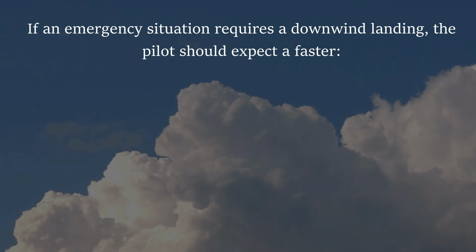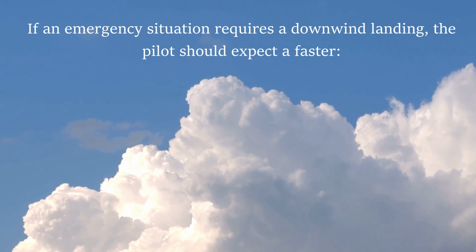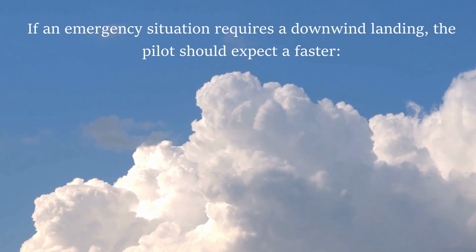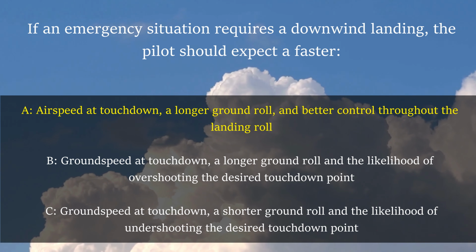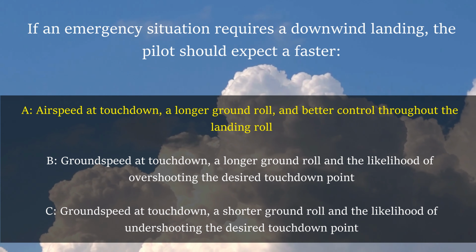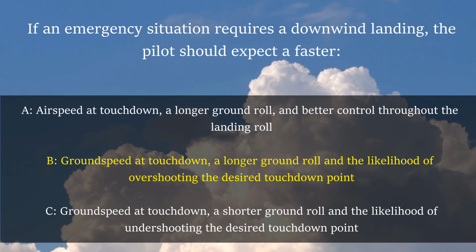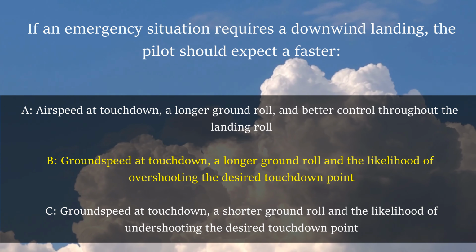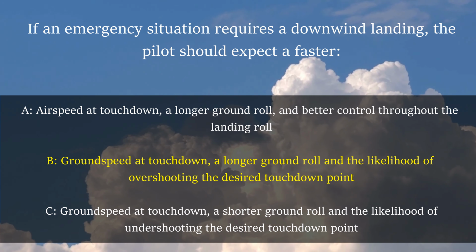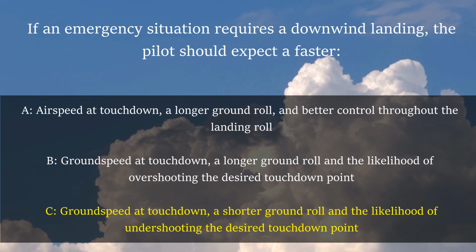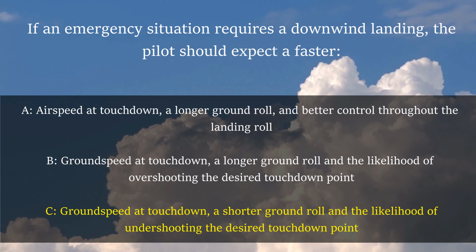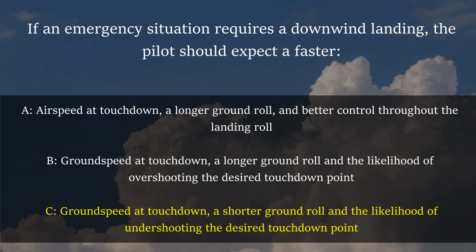If an emergency situation requires a downwind landing, the pilot should expect a faster: A. airspeed at touchdown, a longer ground roll, and better control throughout the landing roll. B. ground speed at touchdown, a longer ground roll, and the likelihood of overshooting the desired touchdown point. Or C. ground speed at touchdown, a shorter ground roll, and the likelihood of undershooting the desired touchdown point.